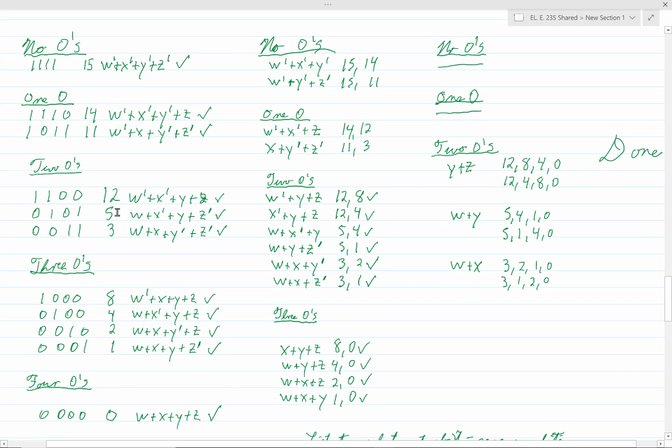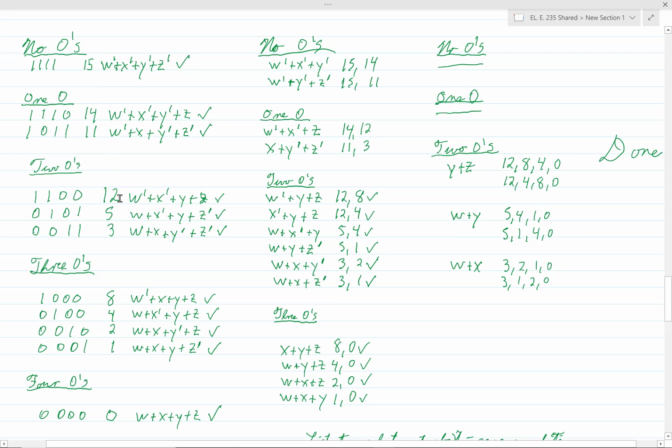Two zeros has 12, 5, and 3. 3 zeros has 8, 4, 2, and 1. And 4 zeros has 0. Okay, we can combine 15 and 14 to get this term, and 15 and 11 to get this term. 14 and 12 works. 14 and 5 does not work because the difference is 9. 14 and 3 does not work because the difference is 11. 11 and 12 doesn't work.